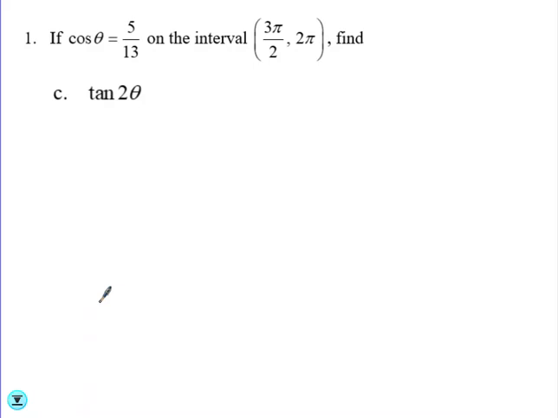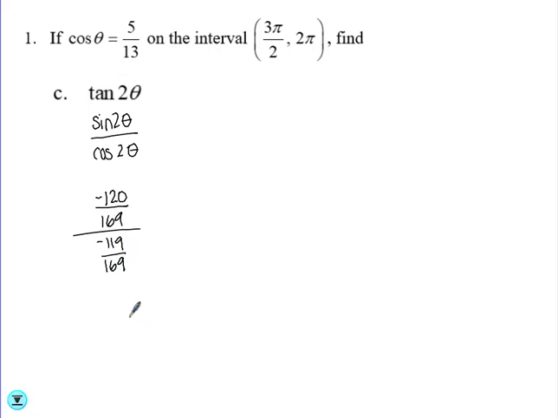Lastly, we want to find tangent of 2 theta. As I mentioned earlier, if you want to use the tangent of 2 theta identity, that's fine. But we've already figured out what sine of 2 theta is and what cosine of 2 theta is. So tangent of 2 theta is equal to sine of 2 theta over cosine of 2 theta. We know that sine of 2 theta is negative 120 over 169, and cosine of 2 theta is negative 119 over 169.